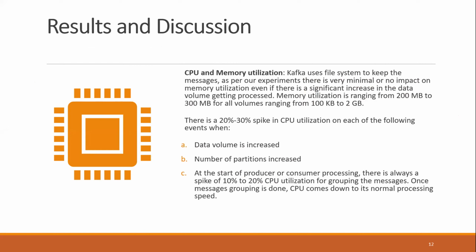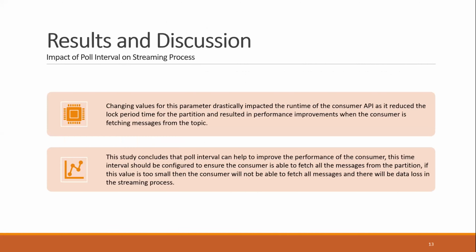When the streaming starts happening, there is a 20-30% spike in CPU utilization in the following events: when data volume is increased, when the number of partitions is increased, and at the start of producer or consumer processing, there is always a spike of 10 to 20%. After grouping the messages in the first stage, the CPU utilization comes back to normal, and it's not very high.